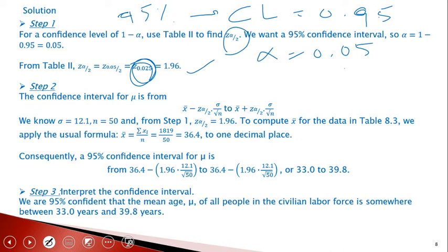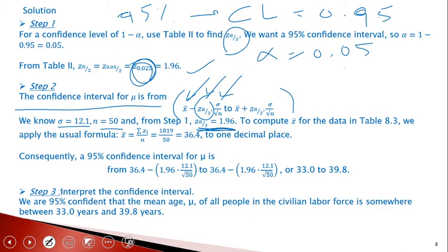Next, step number 2: the confidence interval for mu is from this form. You know what x bar is, actually you have to calculate that. C alpha over 2, you just figure it out. You know what sigma over square root of n is. They have given sigma, so you can calculate that. So using plus minus, you can get the lower value and upper value. Sigma is given, n is given, and from step 1 you know what C alpha over 2 is.